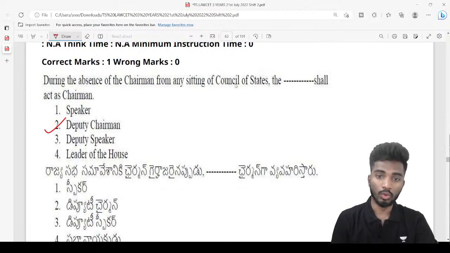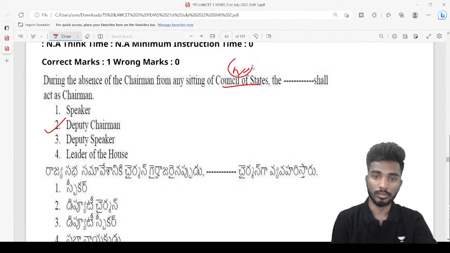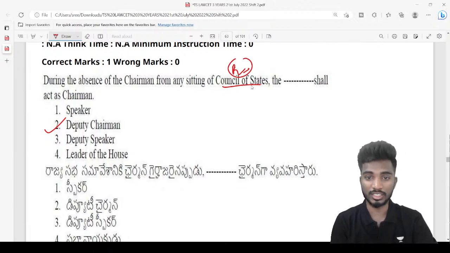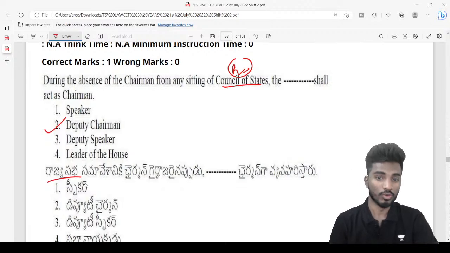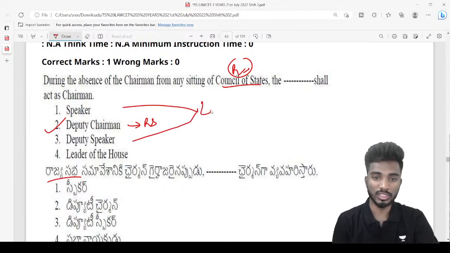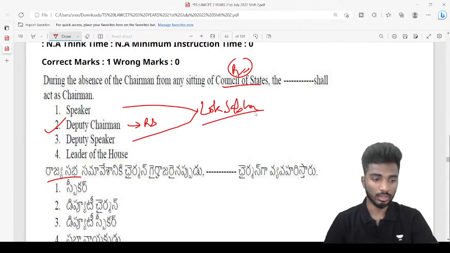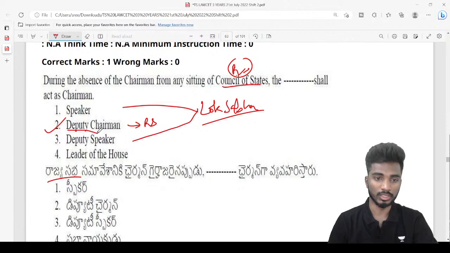See, now what is Council of States? Council of States is Rajya Sabha, right? So here in English it is given as Council of States, but I think in Telugu there is no option to give Council of States, so he directly gave it as Rajya Sabha. If you understand both of these things, you'll be able to do it better, right? So Deputy Chairman is in Rajya Sabha. So in Rajya Sabha we have Chairman and Deputy Chairman, whereas Speaker and Deputy Speaker we have in Lok Sabha. Right. So Deputy Chairman is the right answer.